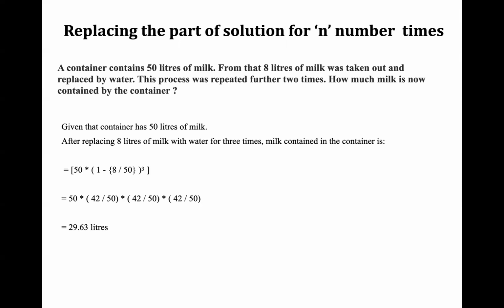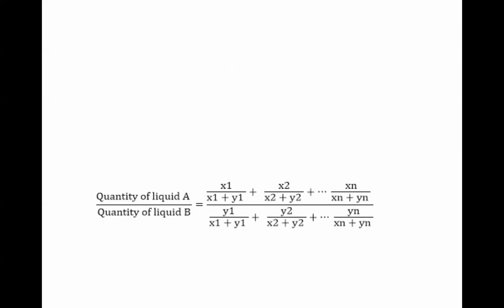So 50 into (1 minus 8 by 50) the whole power 3. If you simplify, you will get 29.63 liters of pure milk, which will be left in the container after 3 times of the operation. So moving to the next one.